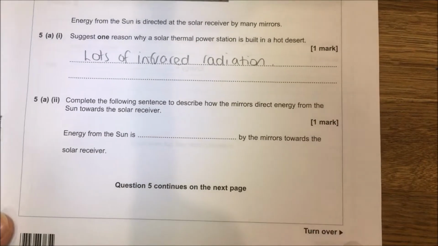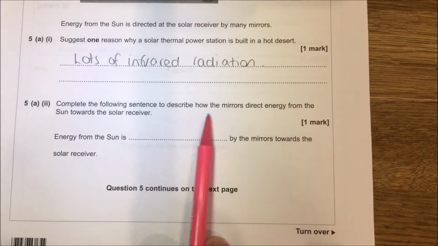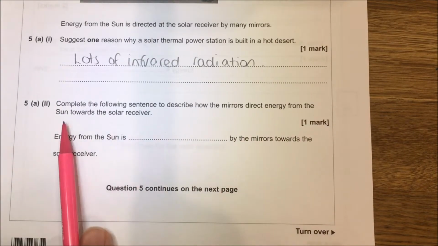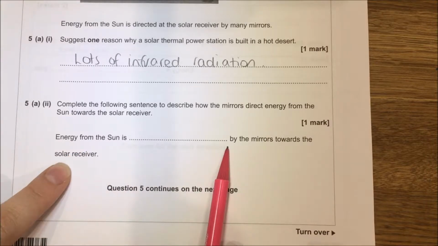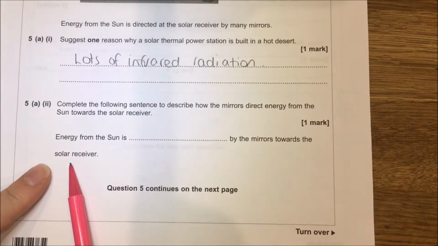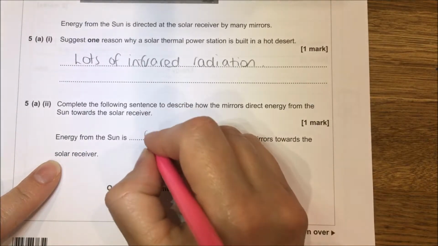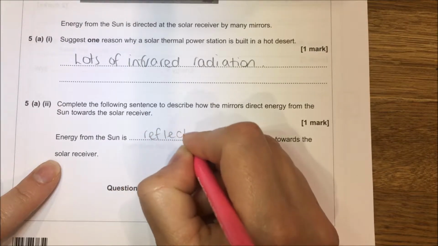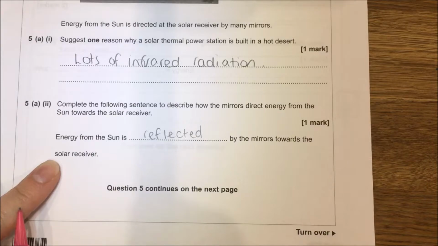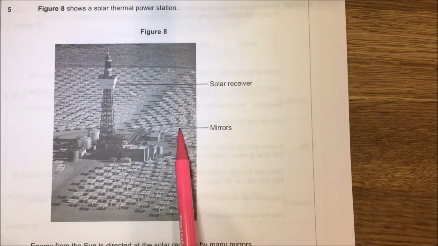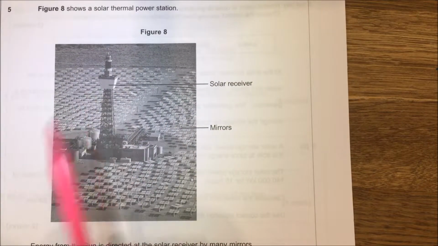Right, next bit. Complete the following sentence to describe how the mirrors direct energy from the sun towards the solar receiver. Energy from the sun is something by the mirrors towards the solar receiver. Well, it's reflected. Okay, so energy from the sun is reflected by the mirrors towards the receiver. So we can see here it comes off the mirror, and reflected up to the solar receiver.